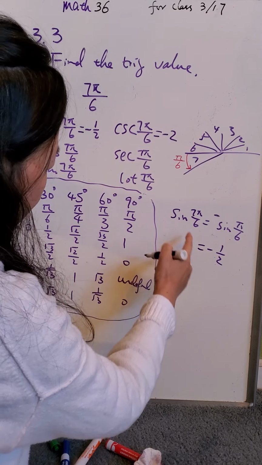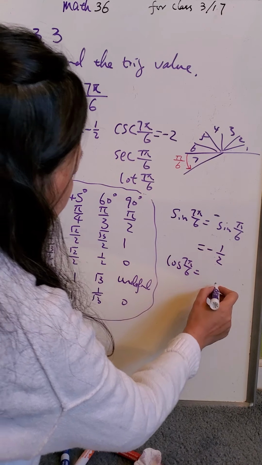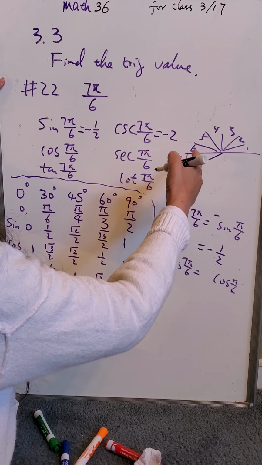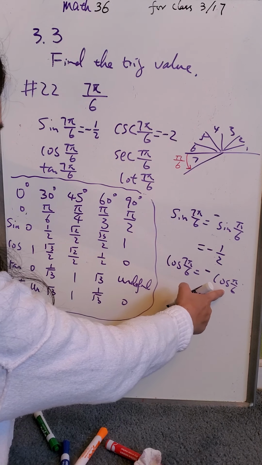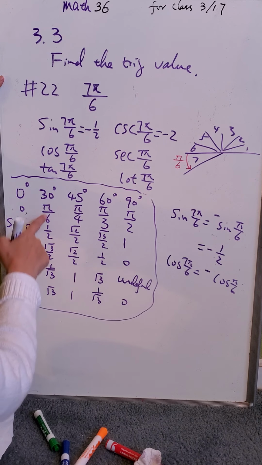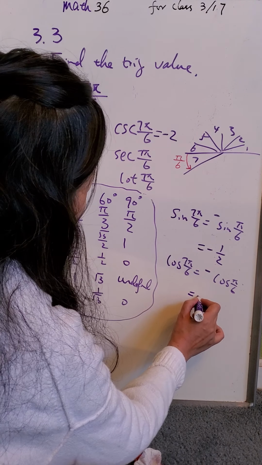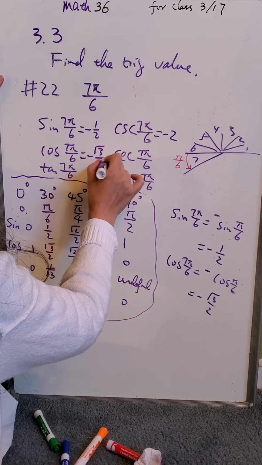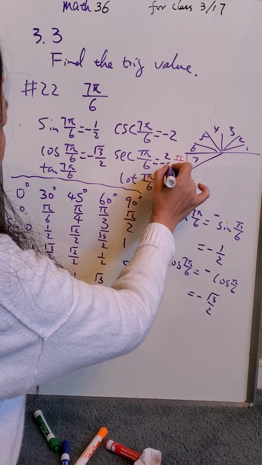Cosine 7 pi over 6 is the same as cosine pi over 6. Quadrant 3 is also negative. And cosine pi over 6 is right here, okay, pi over 6, so it is negative square root 3 over 2. So we put it right here. And secant is just flipping the number, so negative 2 over square root 3. Sorry, not enough room.